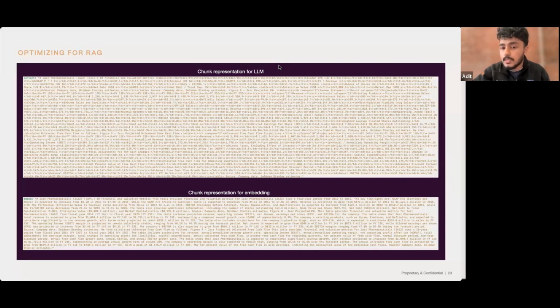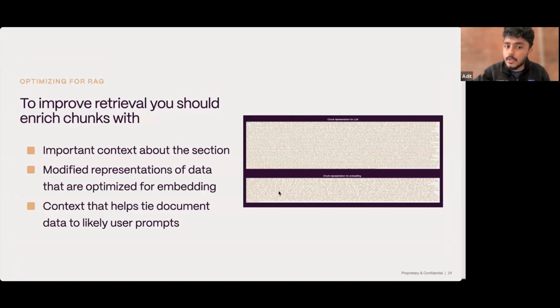So what we try to do is create embedding optimized representations for each chunk. In the case of tables, that might include things like creating a natural language summary that describes the type of content available in the table. And with smaller language models today, that's actually really cheap to do, and you can do that at scale. And that we found really improves retrieval performance. On that vein, it's also really important to add context about the section. This is along the lines of what Anthropic released in their paper for contextual retrieval. And thinking through things like modified representations that perform better for your embeddings, and context that helps tie the document data to the actual user prompts.